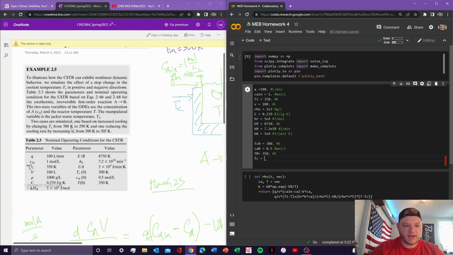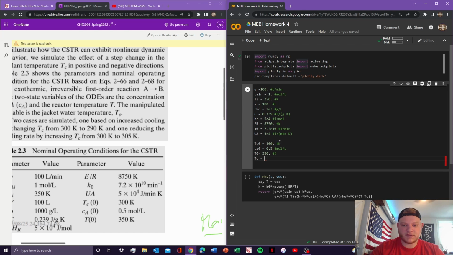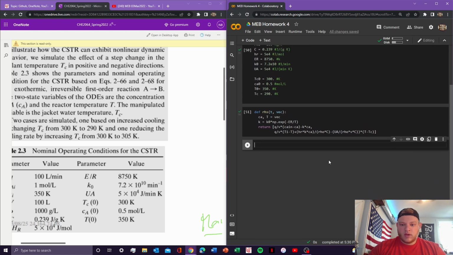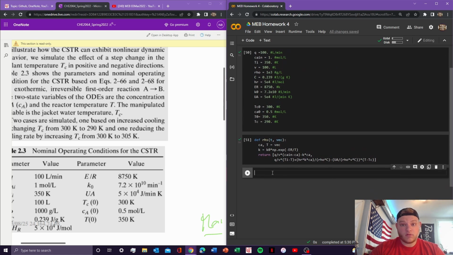We'll do the first case first. We'll say the temperature, because the temperature initial is 300 Kelvin. We'll go from 300 Kelvin to 290. So the temperature of the coolant at the end we'll say is 290 kelvins. And then I'm going to double parenthesis this. I gotta add parentheses. I don't trust Python. So now we have both of our formulas in there.